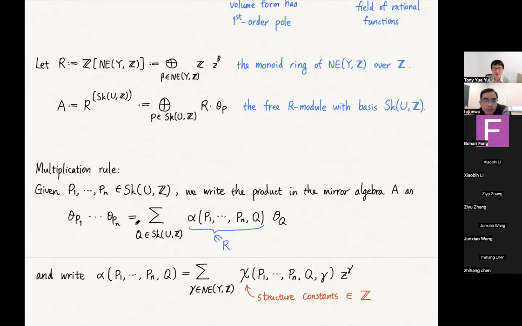So now let's just do it for all n. It remains to define the structure constant, this chi here, which will be an integer. Maybe that's another nice thing about the approach I'm going to explain: we really get mirrors where everything is defined over integers. So how are we going to get this integer number?